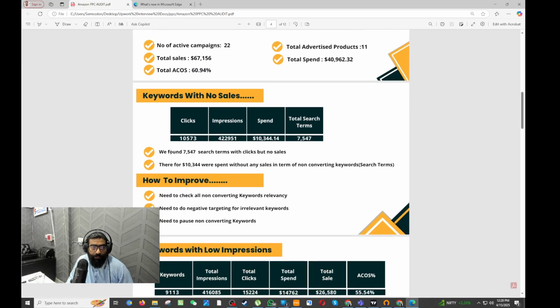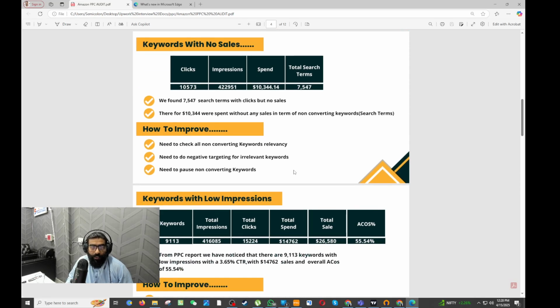We found 7,547 keywords which were getting no sales, and 10,344 was spent without any sales on these non-converting keywords. So how can we improve? What was our suggestion? We need to check the relevancy of all non-converting keywords, and do negative targeting for irrelevant keywords. That means we remove those keywords which are taking our money and generating no sales. And we need to pause the non-converting keywords.